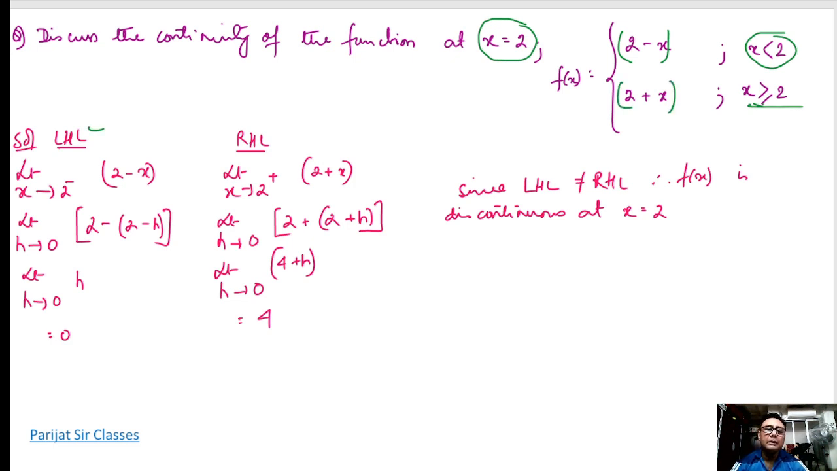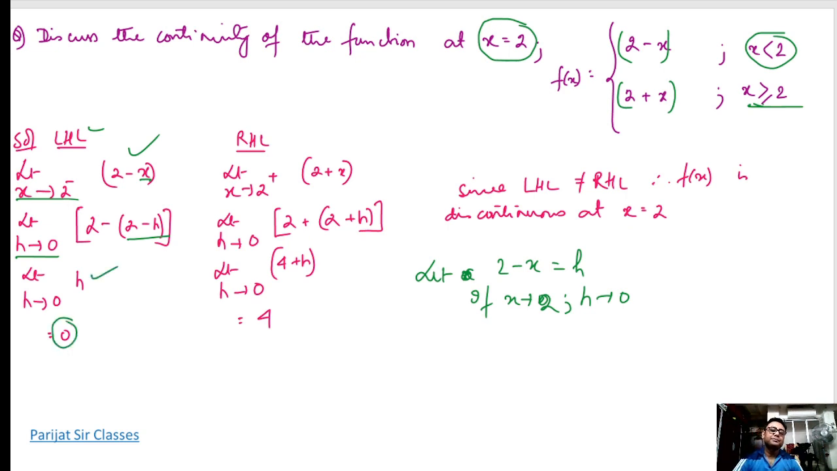So let's see the left hand limit where I have to choose less than 2. So I have to choose this function, and I have taken let 2 minus x is equal to h. So if x tends to 2, h tends to 0. In place of x, I have put 2 minus h. So this comes out to be h, and the value comes 0.